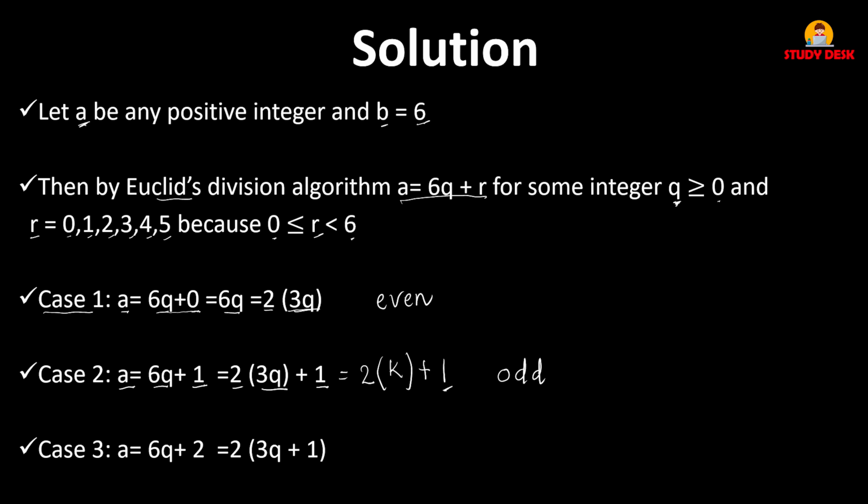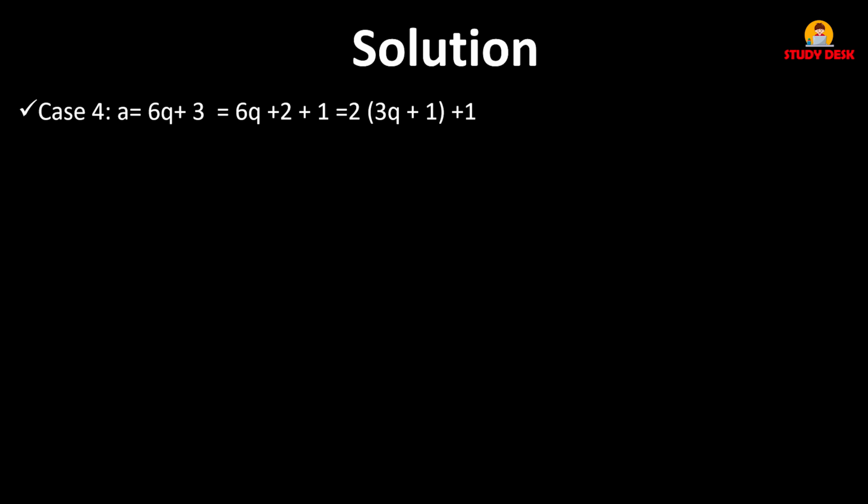Now, the third case here says that a is equal to 6q plus 2. Here, what are we doing? We are considering r is equal to 2 here. Now, in this case, what can we do? We can take 2 common from both of them and we can write it down as twice of 3q plus 1. So, here we can observe that this a can be written as 2 multiplied by something, right? So, here we are not getting any remainder as such. Therefore, it is an even integer.